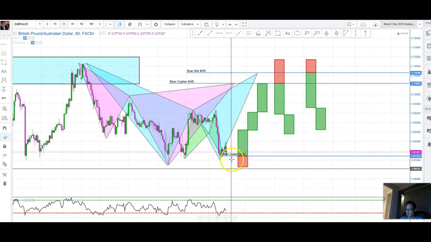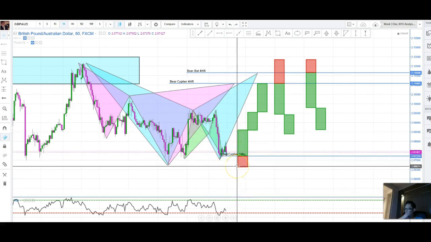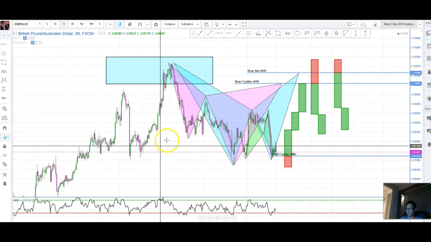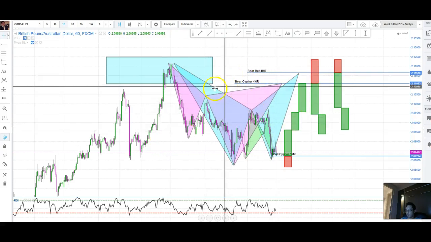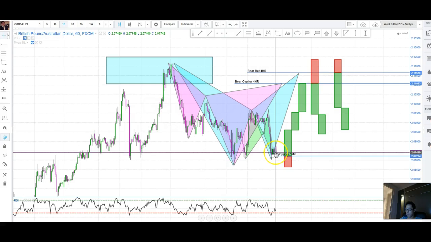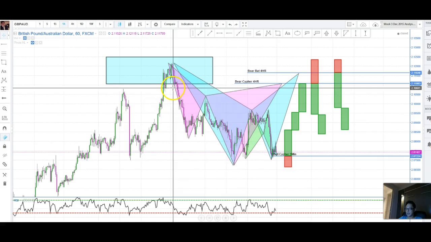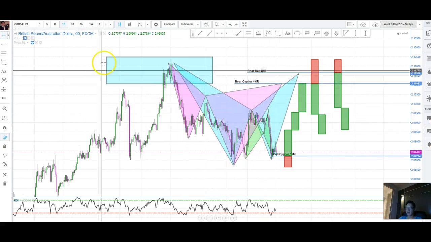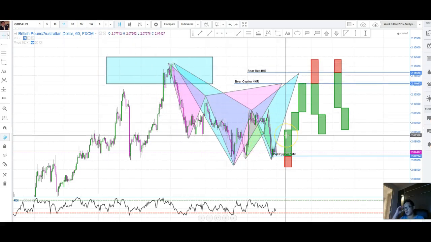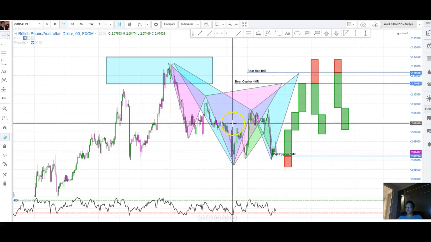Now, is it likely that the price will break through that? Yeah, it is very likely. That's always a possibility. But this is where I combine knowledge of correlation. Correlation is basically, how is the price action on, say, the Aussie USD, for example? Is it trading the same direction as the pound Aussie, or is it trading inversely?